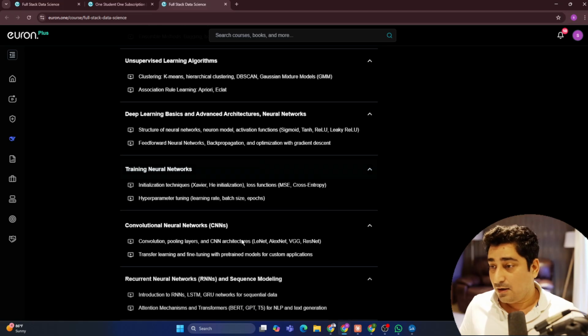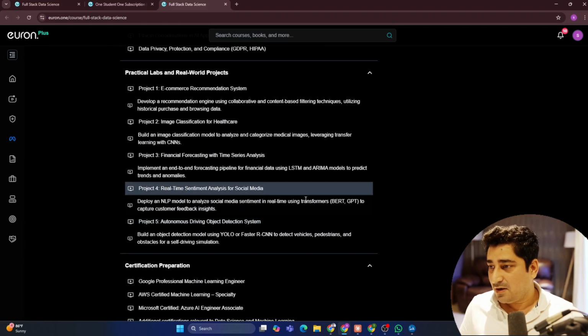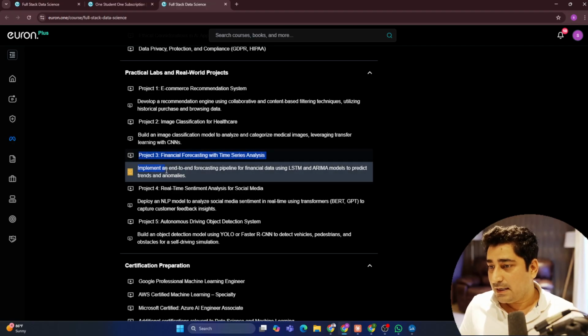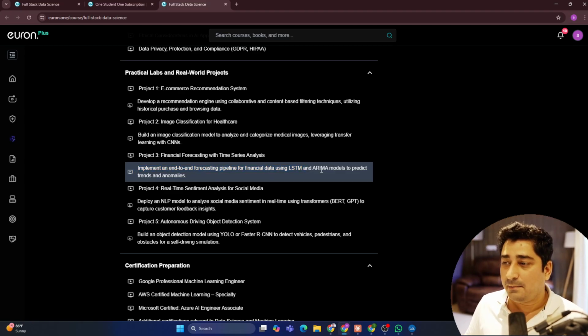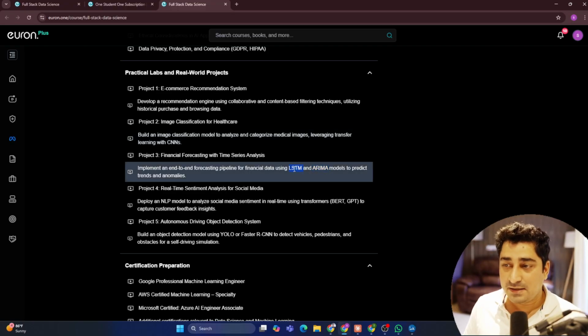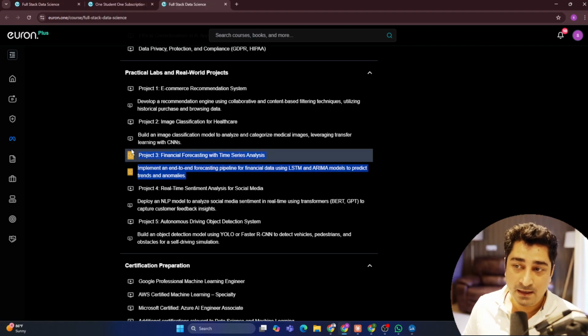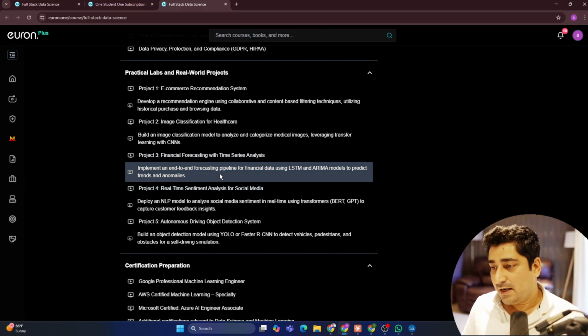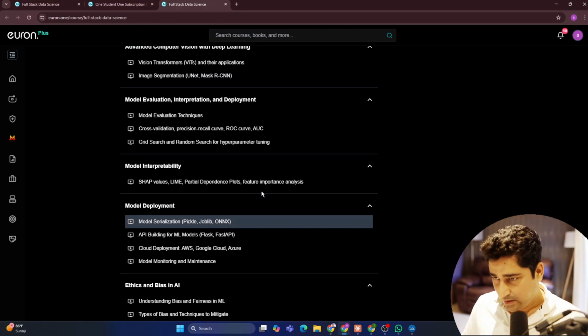And that problem I'm going to solve not by using ARIMA, SARIMA or such kind of model. Here, as you can see, implement an end-to-end forecasting pipeline for financial data using LSTM and ARIMA model to predict the trend anomalies. Majorly, I will be using LSTM here. We can do a comparison with the ARIMA model, to see how good ARIMA is and what kind of effort it takes to build the model, in parallel with LSTM. But majorly my focus will be on LSTM while solving this particular project. So that's the reason I have added this one, so that we can even pick those kind of projects.